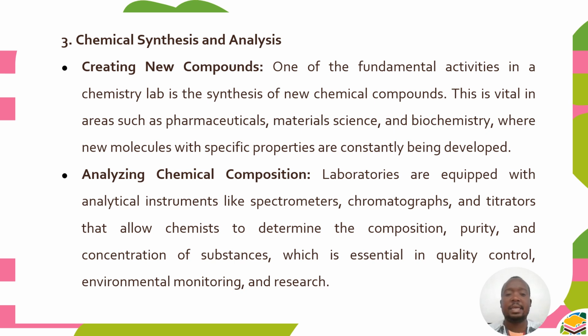Then analyzing chemical composition. Laboratories are equipped with analytical instruments like spectrometers, chromatographs, and titrators that allow chemists to determine the composition, purity, and concentration of substances, which is essential in quality control, environmental monitoring, and research. So this falls under chemical synthesis and analysis.